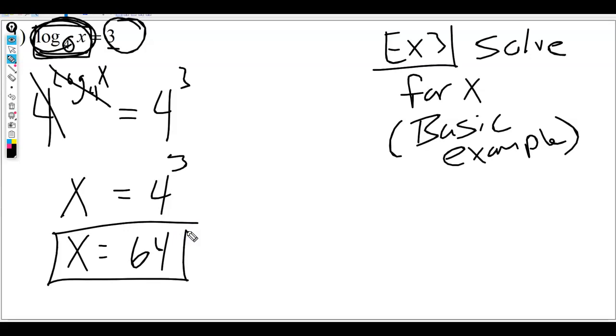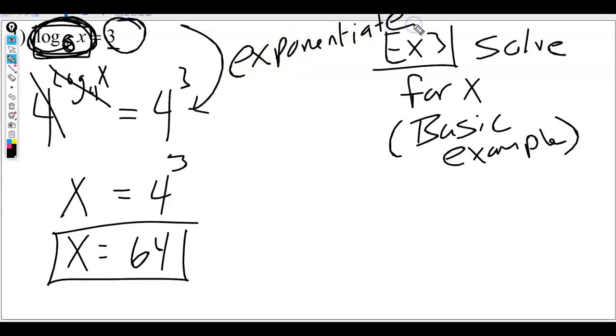So, the first step is to make this side a power of that base. And that process has a word to it. It's called exponentiate. So step 1 with the basic examples is to exponentiate. Step 2 is to cancel out.